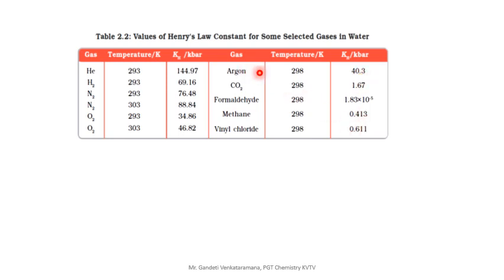Argon 40.3, CO2 1.67, formaldehyde. When gas changes, Kh value also changes or varies at the same temperature. That means Henry's constant value depends on the nature of the gas. So you need not memorize the table by heart, but the conclusions are very, very important.